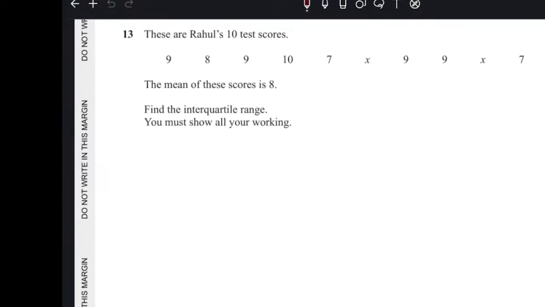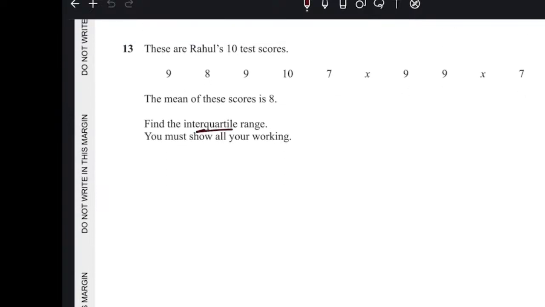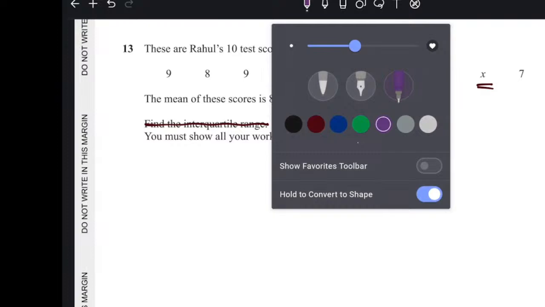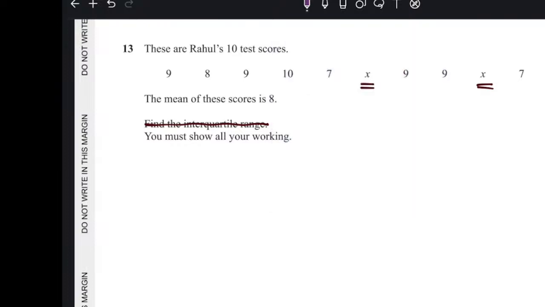This question wants interquartile range, but that's another thing. First of all, we are not going to find interquartile range. Let's ignore that. I just want us to see how we can find these missing values, because anything we need to find that missing value called x. So, we have this data, and they said the mean of these scores is 8.